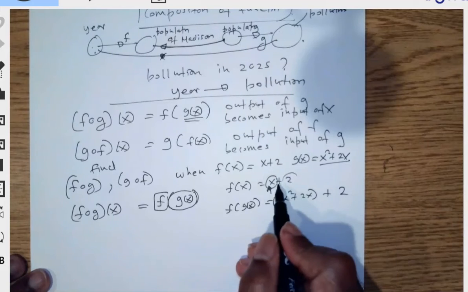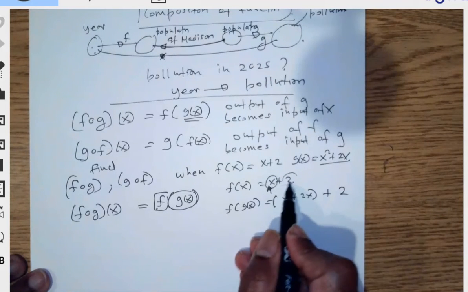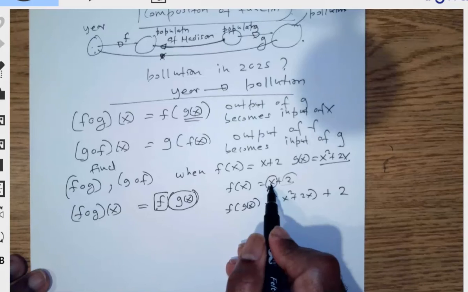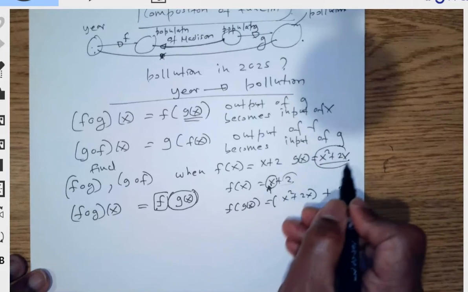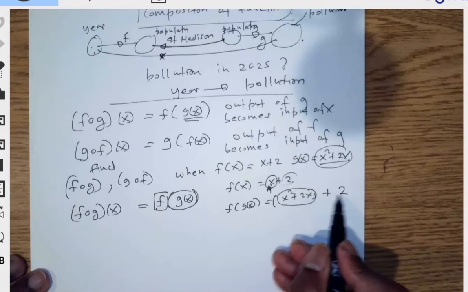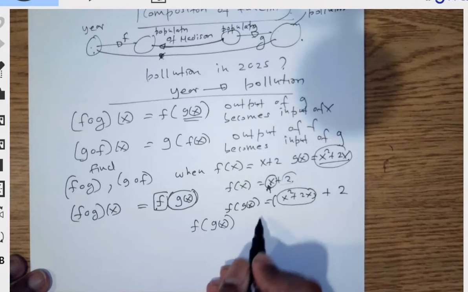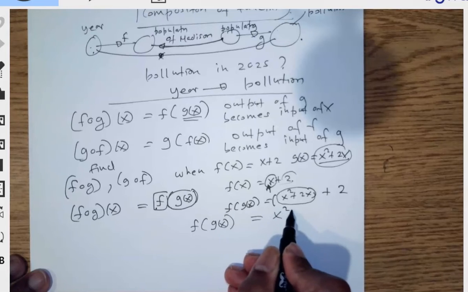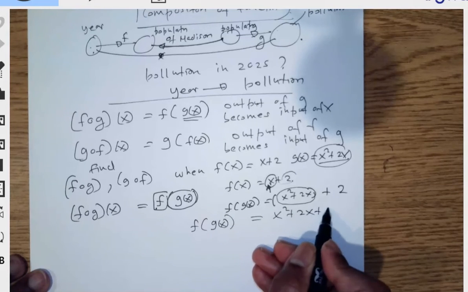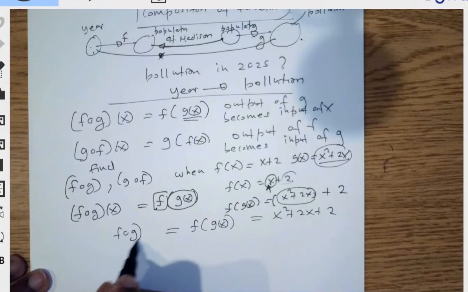So once again, because f is outside, you start with f and write it down, and then you replace the x of that f by the second function, which is g. So the x gets replaced by x squared plus 2x, plus 2. So you have f of g of x equal to x squared plus 2x plus 2. And that is your f circle g of x.